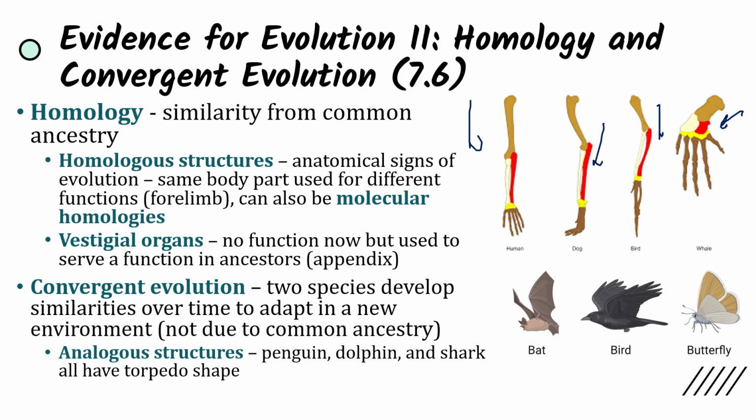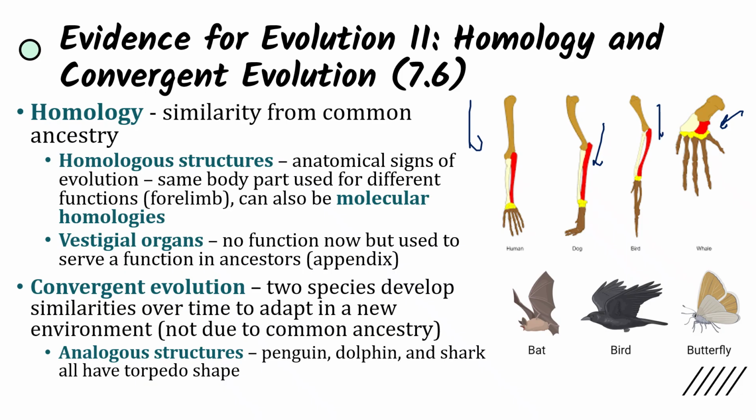We also have vestigial organs that don't have a function now, but used to serve a function in ancestors, such as the appendix today, which has no apparent purpose, but it did before we evolved to this point where the appendix doesn't have a point, but is still existing in our body.